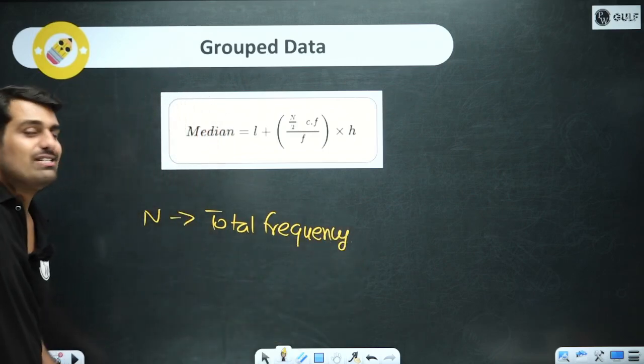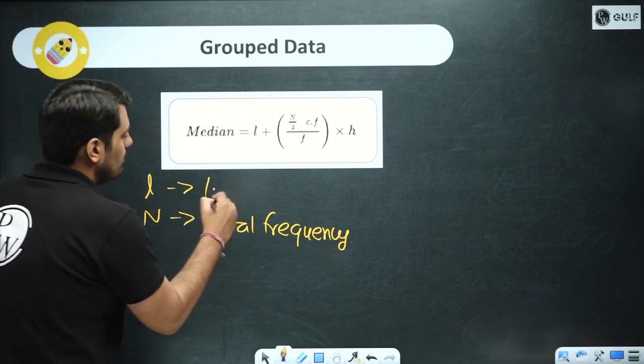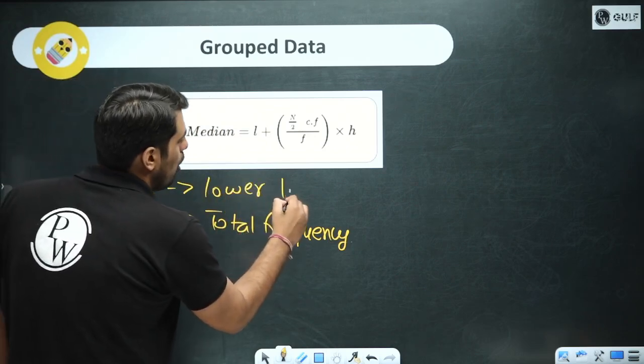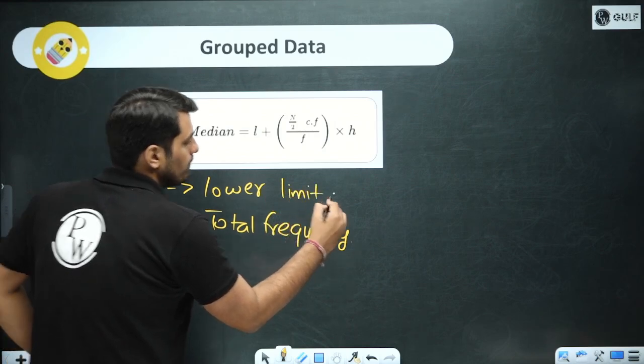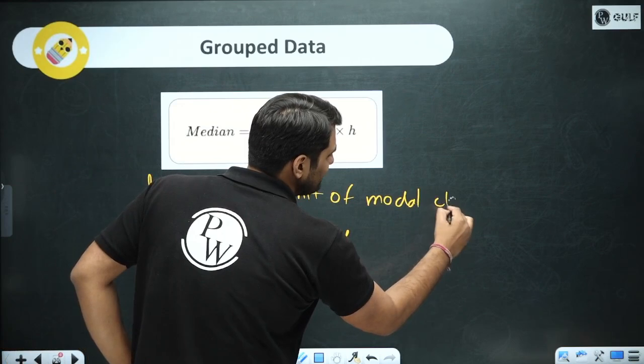N is the total frequency. Then, sir, we are having L. L is the lower limit of modal class. Modal class, what is this class, sir?